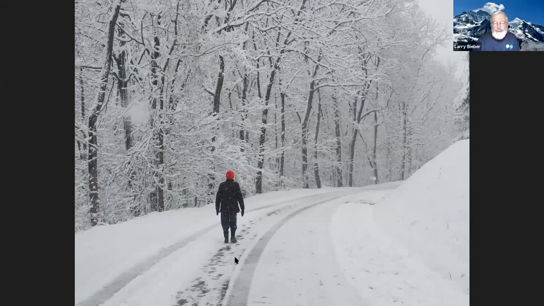This is one of my favorites. It's my wife going for a walk on a snowy day. Again, we've got the movement, we've got the thirds, but what I really love is the red hat. That red hat just kind of jumps out at you, right?